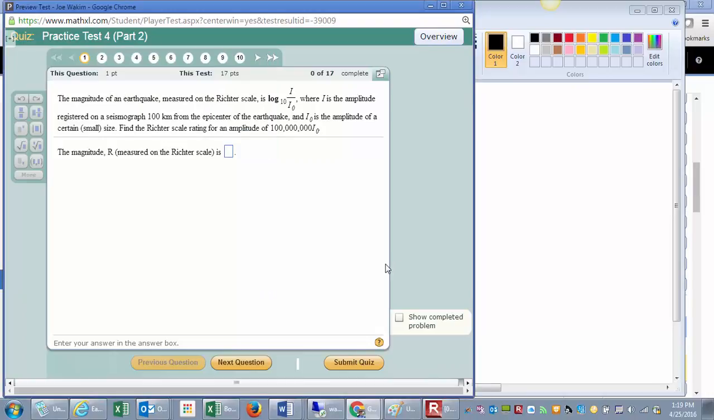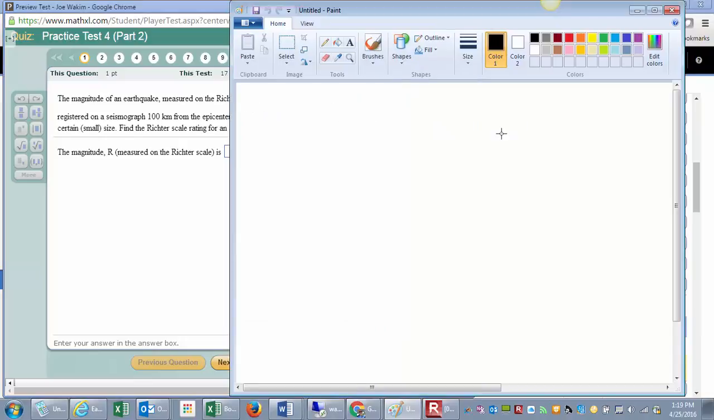Alright, let's go over the first question. The magnitude of an earthquake measured on the Richter scale is log of I over I0 base 10, where I is the amplitude and I0 is the amplitude of a certain small size. Find the Richter scale rating for an amplitude of 100 million I0. So all we need to do is use the formula.